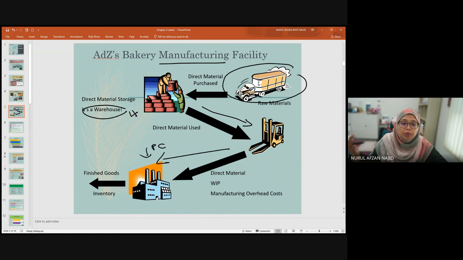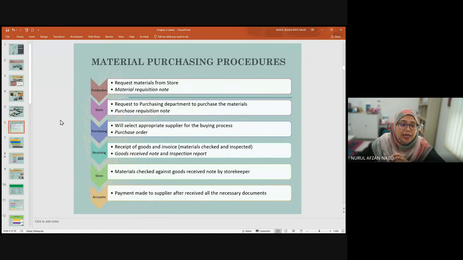So once raw material yang kita beli tadi tu dah diproses segala benda, dia akan keluar menjadi finished good. So finished good adalah barang yang kita akan jual dan diklasifikasikan sebagai inventory. Yang you belajar dekat dalam ACC 117, kita ada opening inventory, kita ada closing inventory. So di mana sebenarnya inventory tu datang? Daripada production center ni, when we converting the raw material into the finished goods. Alright, so this is what happened in the production industry ataupun manufacturing industry. Okay, next slide, we're going to discuss on what are the material purchasing procedures.